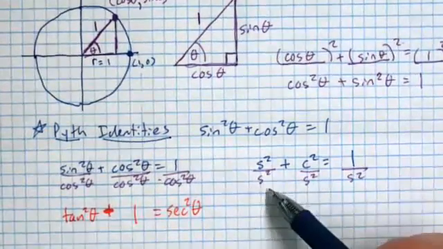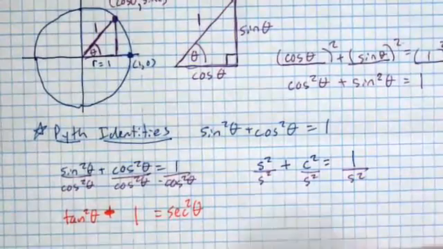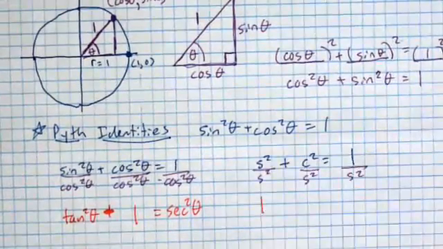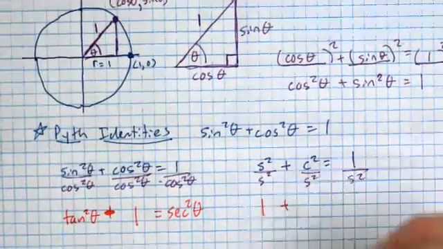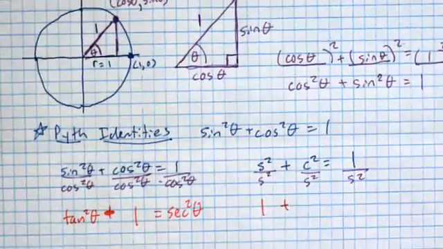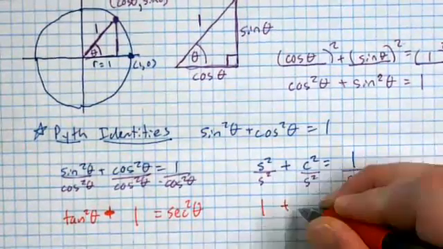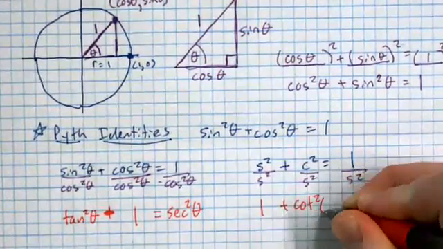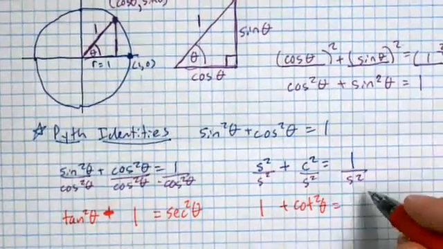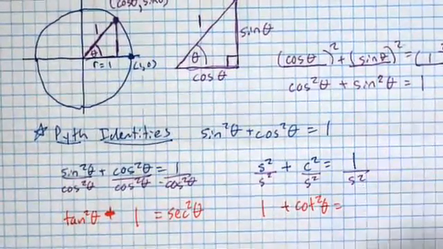What's sine squared over sine squared? That's 1. What's cosine squared over sine squared? Cosine over sine. Now that's not tangent, it's the backwards of tangent. So that's cotangent. And the reciprocal of sine squared? Cosecant squared.